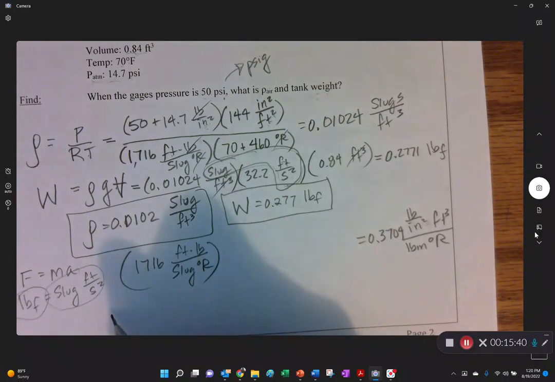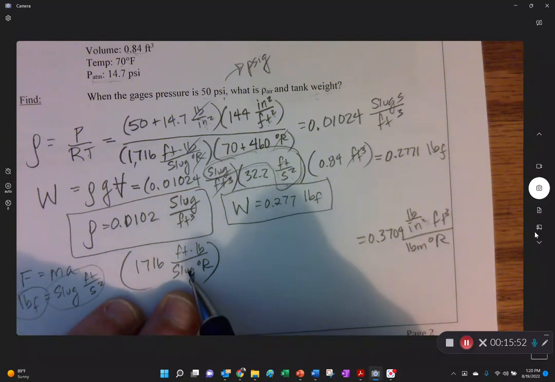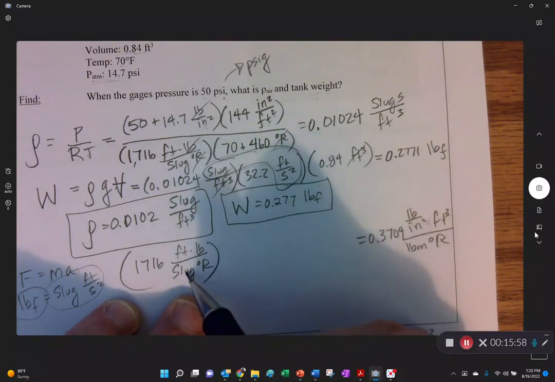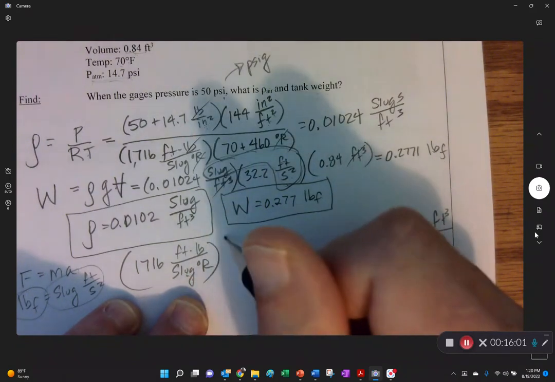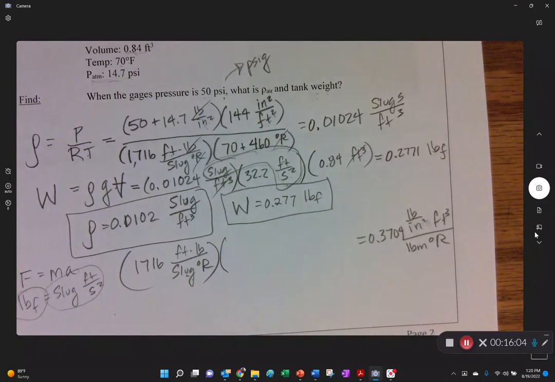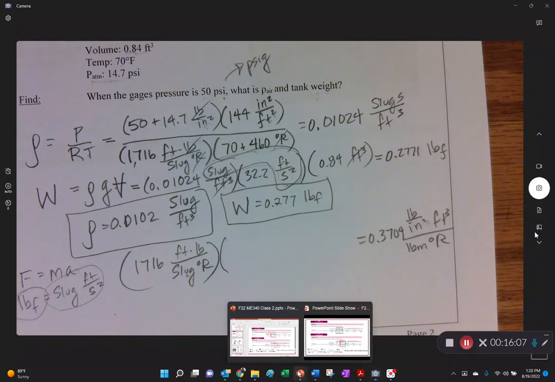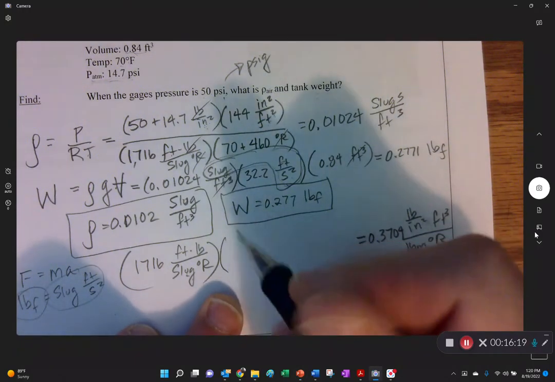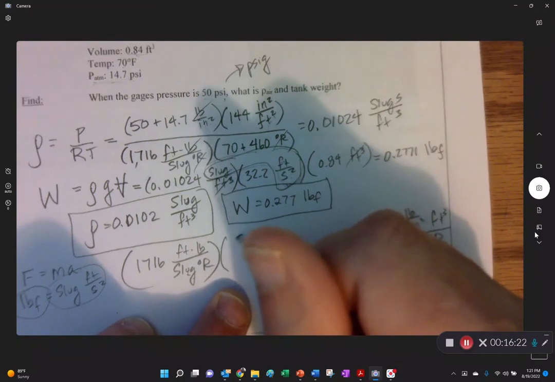So remember that I said that this one was a unity conversion factor. I'm going to have to turn a slug into a pound mass. So anytime I see this on the bottom, I need to multiply it by something on the top. I lied a second ago, and I didn't lie. I'm going to use this one right here. I'm going to turn a slug into a pound mass. So I need to multiply it by slug.